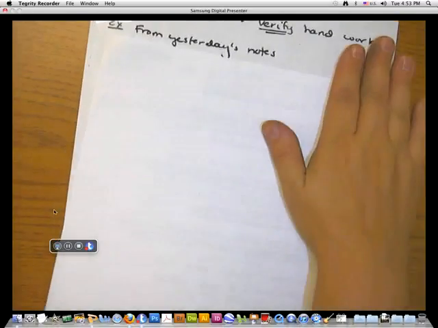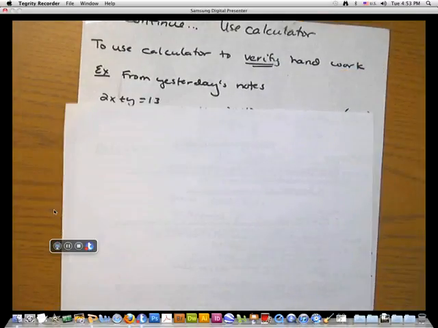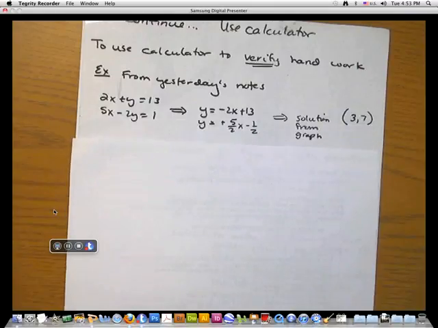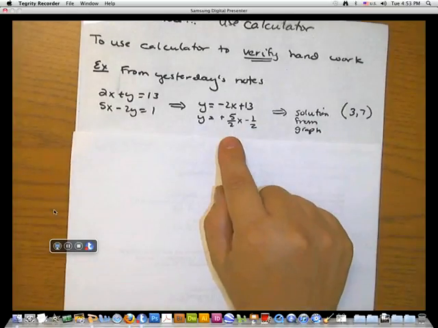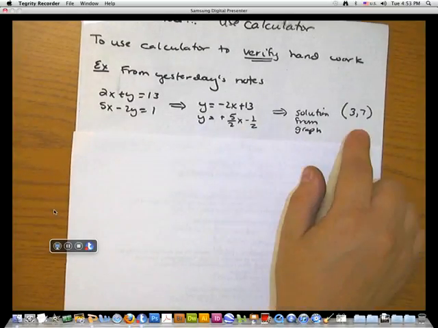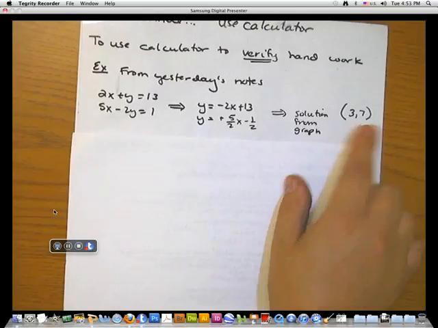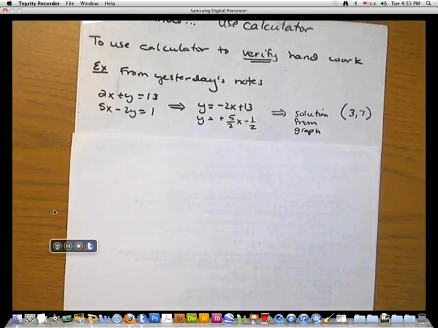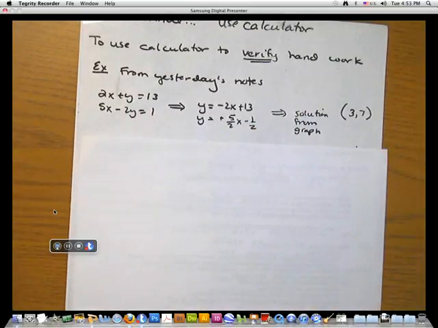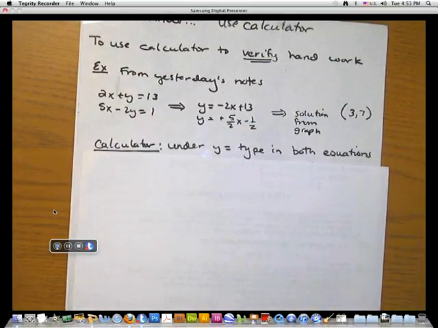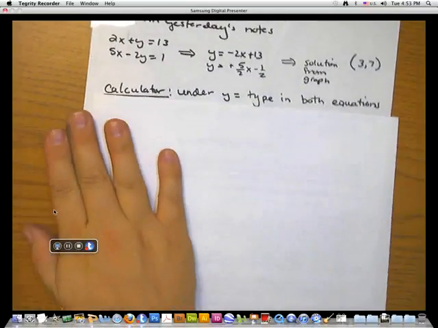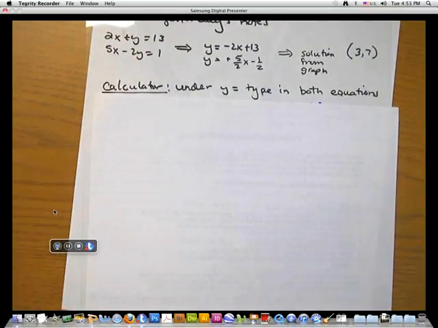So from the notes that you took yesterday on 3.1 Part A, the very last example that we did, we had equations that we changed to slope-intercept form, and then we looked at the picture and we found the point on our nice graph paper, and we found the point of 3, 7. So this is the last example that we talked about on yesterday's notes. What we want to do is know how we could verify that with our calculator.